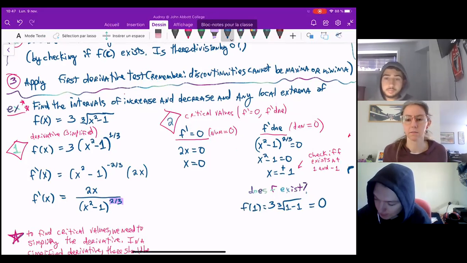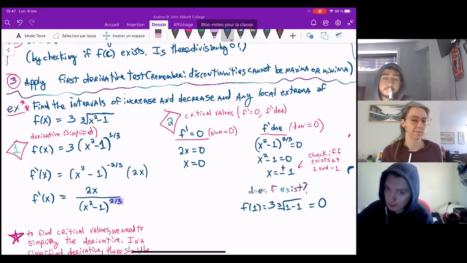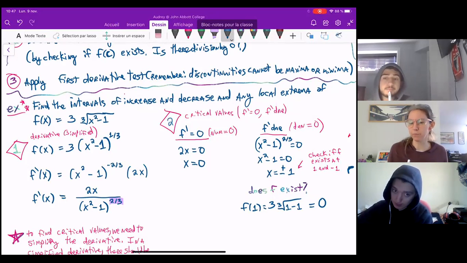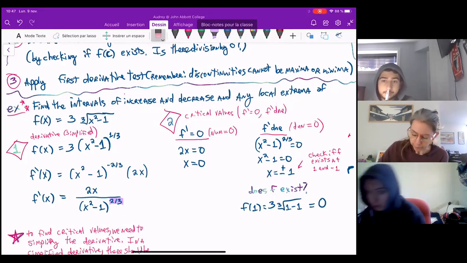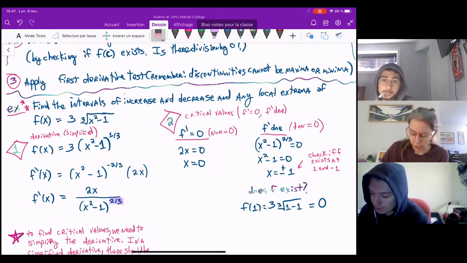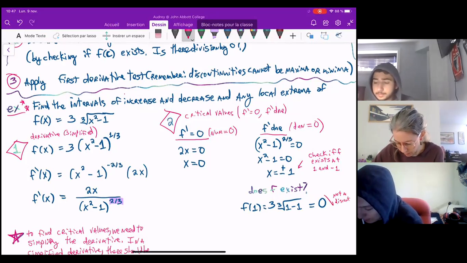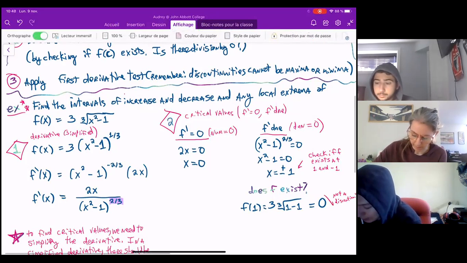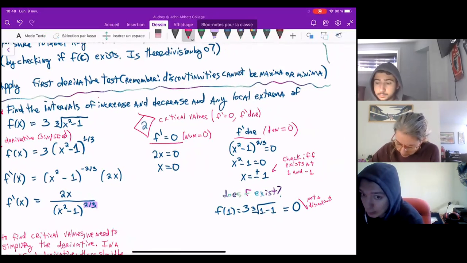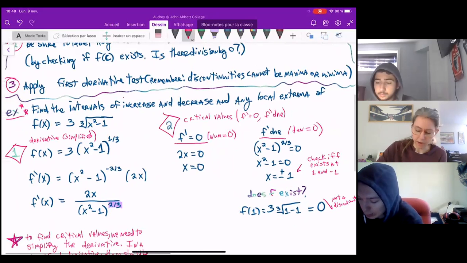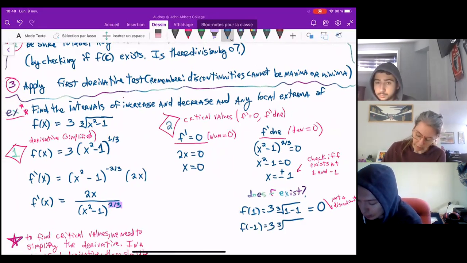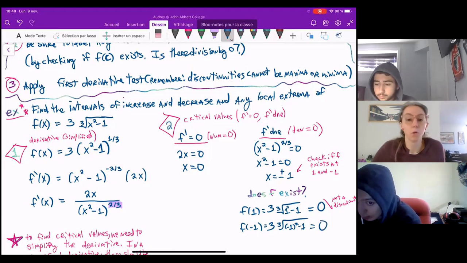Does 0 exist? A lot of you had a few problems with this semester. Yes, 0 exists, so that's not a discontinuity. Continuity. Okay, so then we're going to do the same thing with f of negative 1. And I'm going to get 3 times the cubed root of negative 1 squared minus 1, which also equals 0, which also exists.